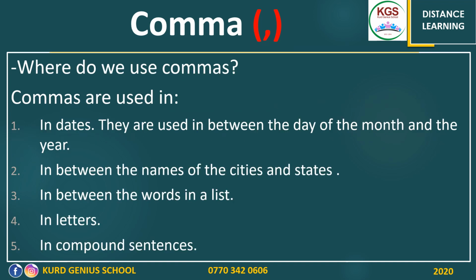Okay, dear students, let's see where we use commas. We use commas first in dates. They are used in between the day of the month and the year. Number 1, we use comma in dates. Number 2, in between the names of cities and states. Number 3, in between the words in a list. Number 4, in letters. Number 5, in compound sentences.